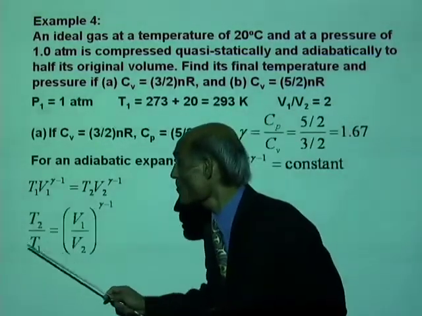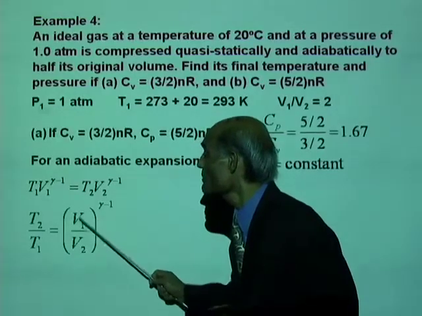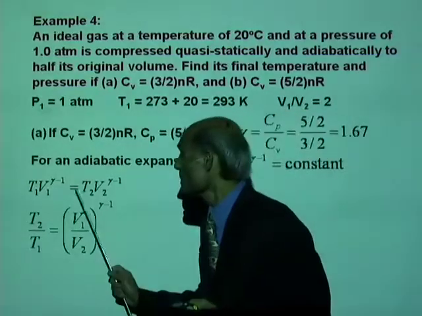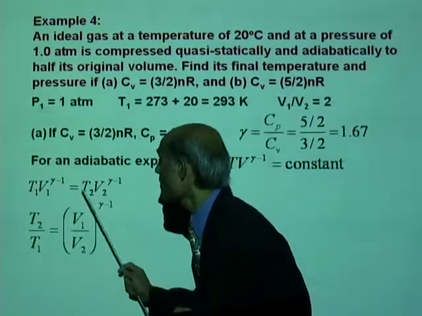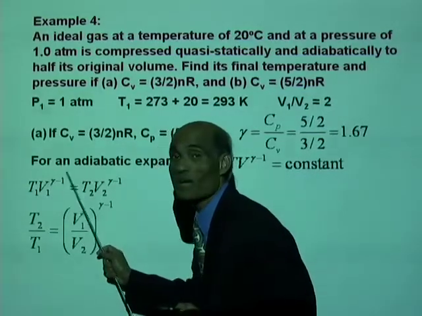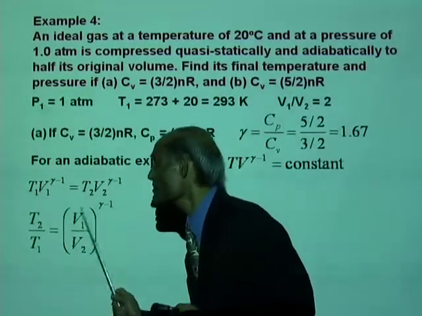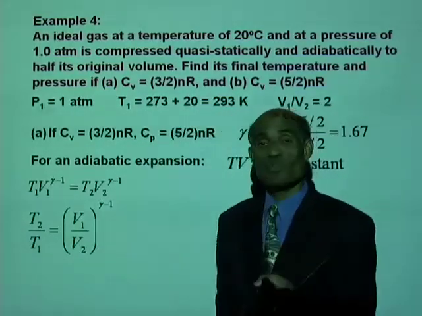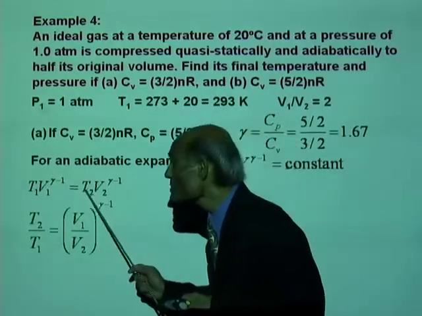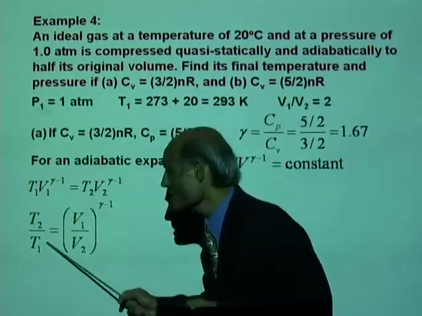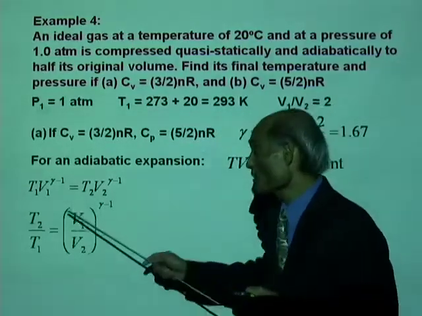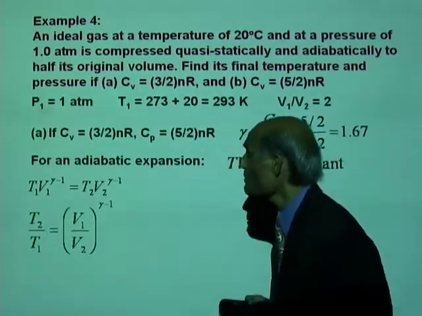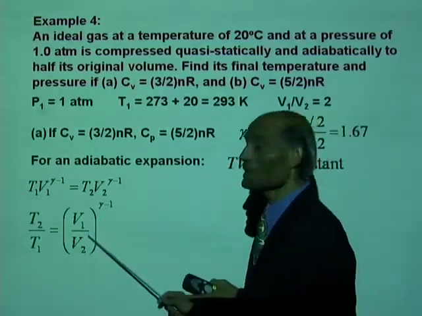Yes, T2 over T1 equal to V1 over V2 to the power of gamma minus 1, isn't it? T2 divided by T1 is V1 to the power of gamma minus 1 divided by V2 to the power of gamma minus 1, which is the same as V1 over V2 to the power of gamma minus 1. You must have the ability to look at equations like this and rewrite them. So we have now rewritten this equation so that we have the quantity V1 over V2 introduced there.